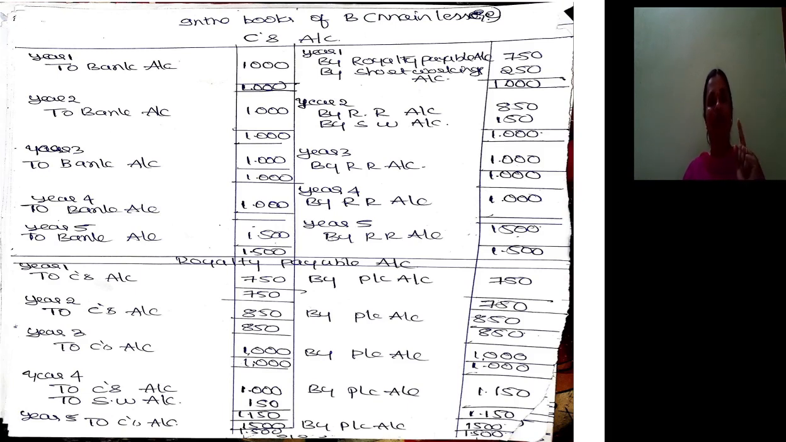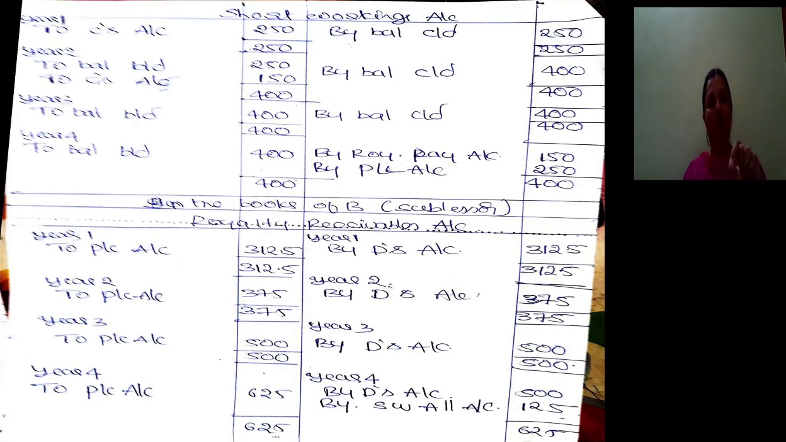Here, in the capacity of main lessee, in C's account from the second year onwards, instead of writing RP account, I have written RR account: by RR 850, by RR 1000, by RR 1000, again by RR 1500. You have to make it by RP, by RP, by RP, by RP. RP means royalty payable. Then one more small mistake which I committed while writing the accounts, because the answer is in my handwriting.